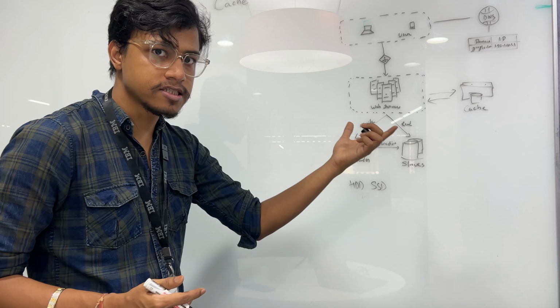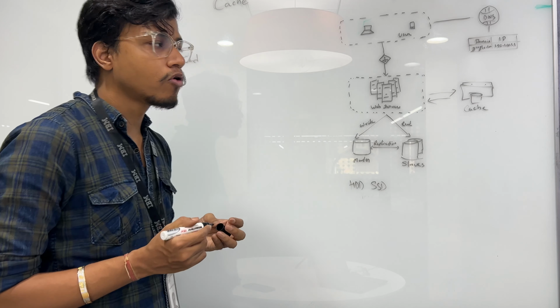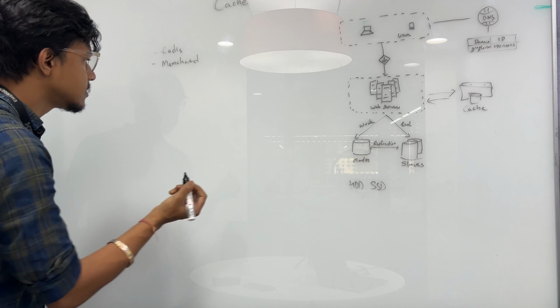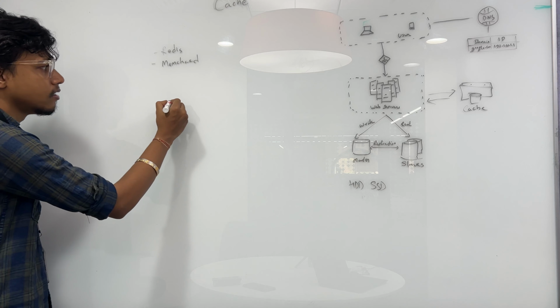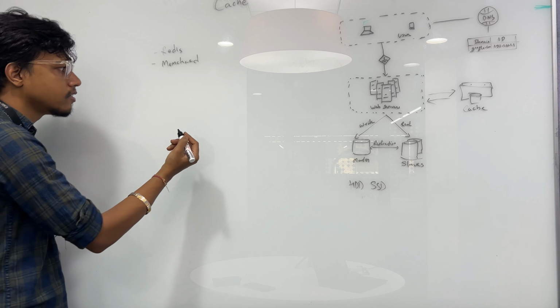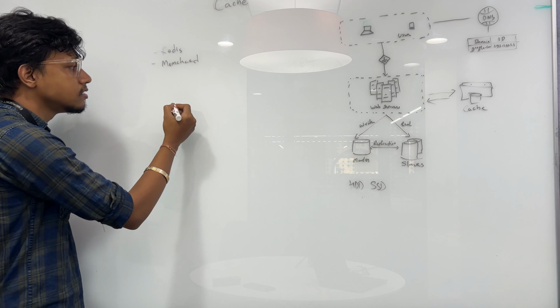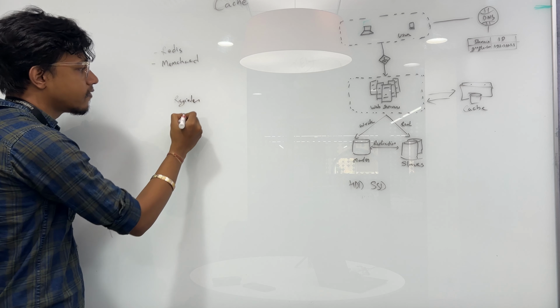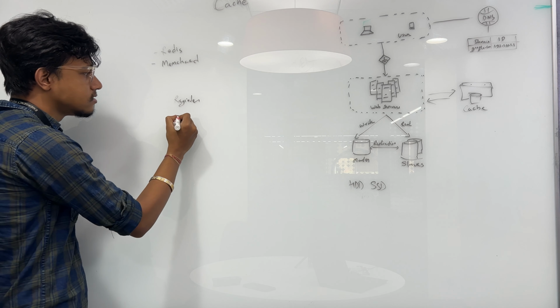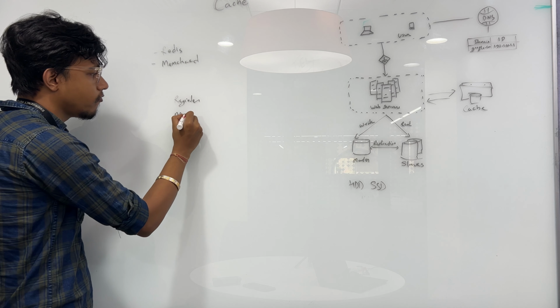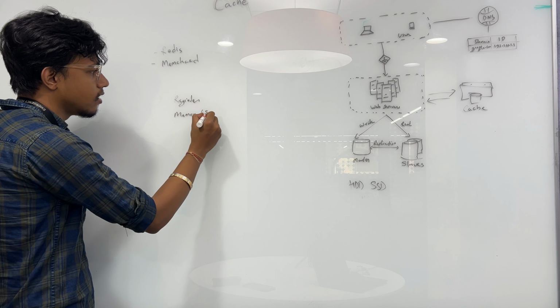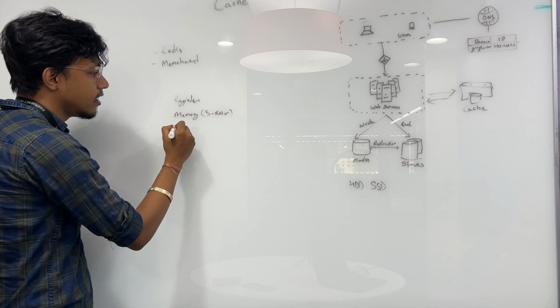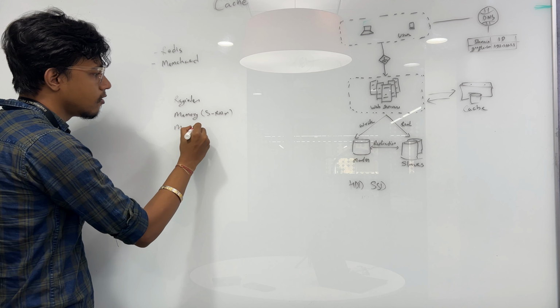Because the cache is in memory, you might have heard about the data hierarchy. The fastest storage in the computer hierarchy is the register inside a CPU. After that we have, I guess, SRAM. Then we have memory, DRAM.